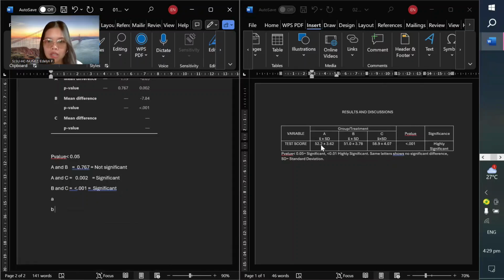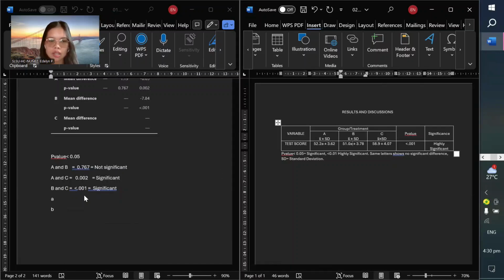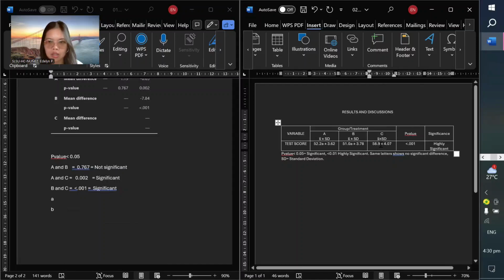So if we look at the mean here, 52, this one 51, but in our post hoc analysis, it is not significant. Therefore, we will put a here, also a here. And for the C, because C is different from A and B, we will put b. So group A and group B have the same letter, which means they are the same, but A and B are different from C. The reason why the ANOVA result is 0.001 is because of group C.